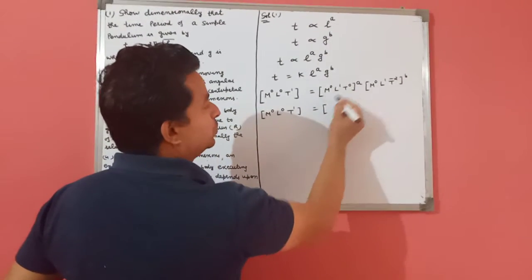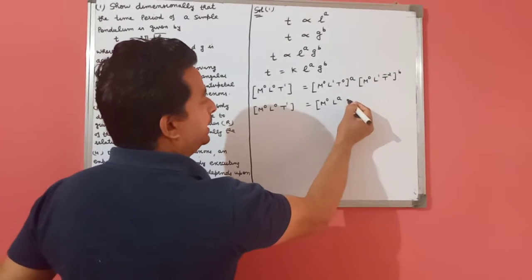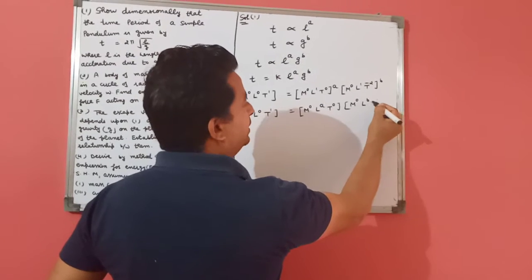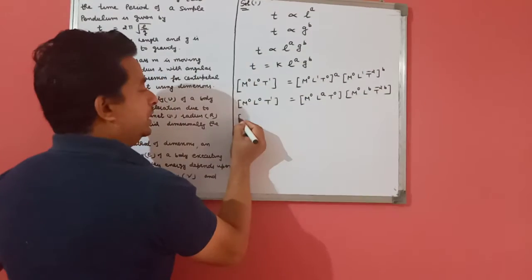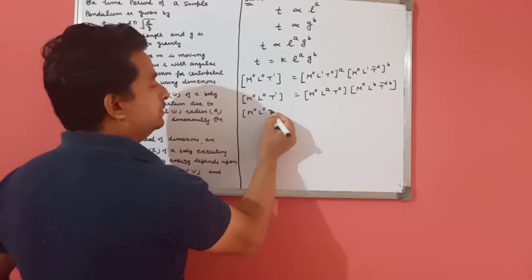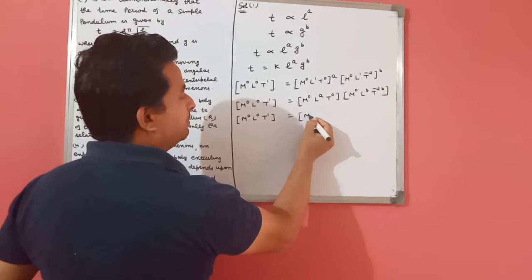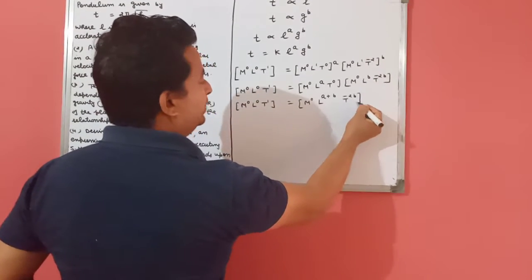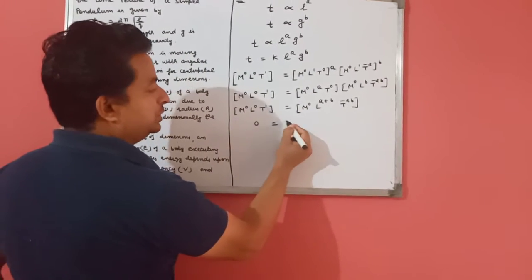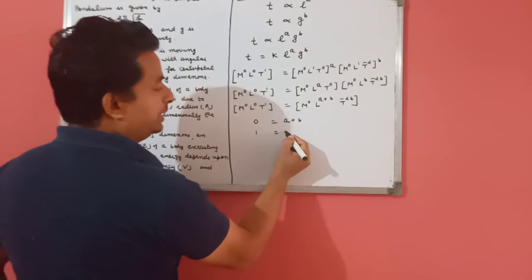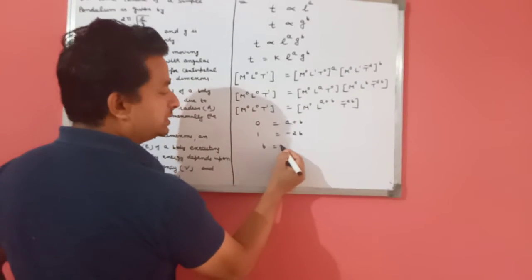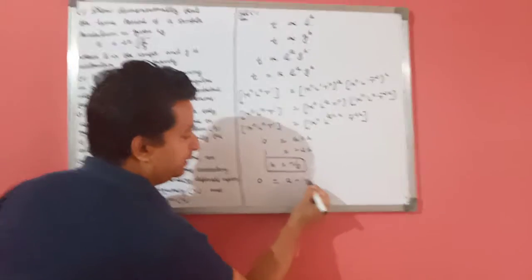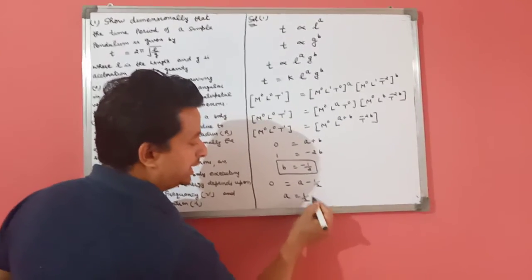This is M0 L power a T power 0. This is M0 L^b T^-2b. When we add these like terms, this is M0 L^(a+b) T^-2b. When we compare these, 0 is equal to a plus b, 1 is equal to -2b, in which b is -1/2. When we put the value of b, we get the value of a as half.